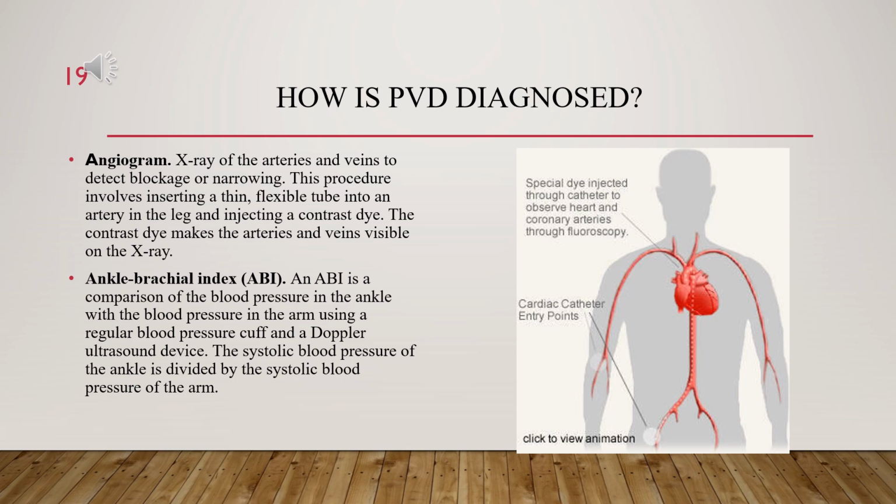to see if there's any blockage. They can do an ankle brachial index or an ABI, and it's just a comparison of the blood pressure in the ankle with the blood pressure in the arm using a regular blood pressure cuff and a Doppler ultrasound machine. And the systolic blood pressure of the ankle is divided by the systolic blood pressure of the arm to see how much of a difference there is.